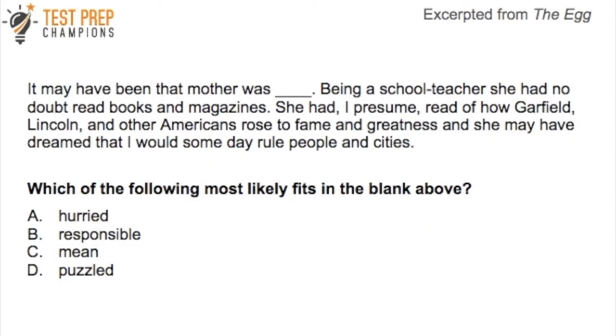Which of the following most likely fits in the blank? A. Hurried, B. Responsible, C. Mean, or D. Puzzled? Now is your chance to pause the video, try to figure this out, and whenever you're ready, we'll go over the answer.